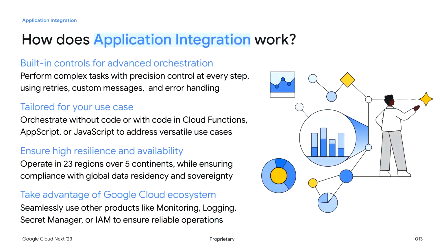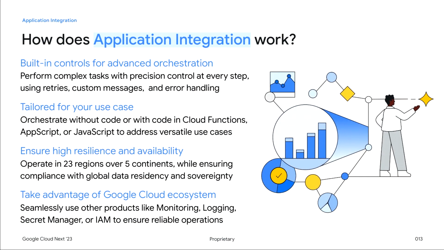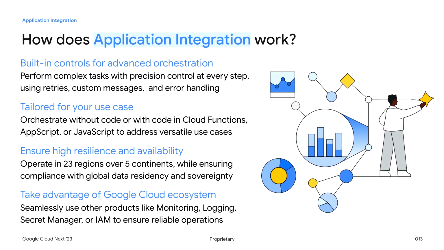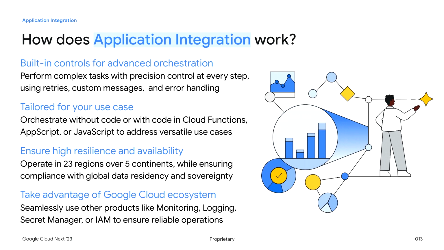We ensure high resilience and availability. We're in 23 different data regions in 5 continents, and we can add ourselves to other GCP regions as there's demand as well. So we take advantage of the GCP ecosystem as well. We're plugged into cloud monitoring, cloud logging, secret manager, and IAM, just to mention a few. We also have connectors into a bunch of GCP services as well. That's coming up in a few slides.